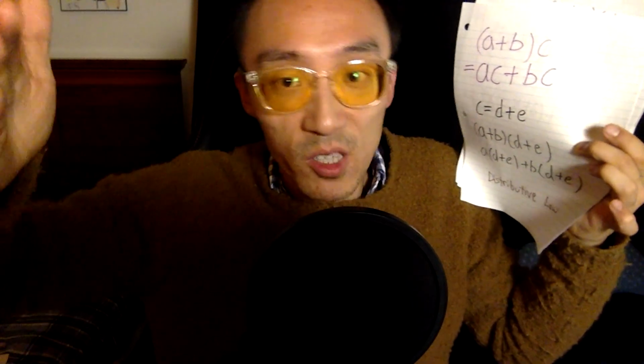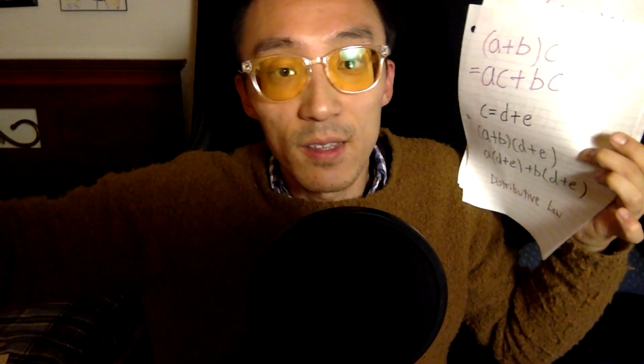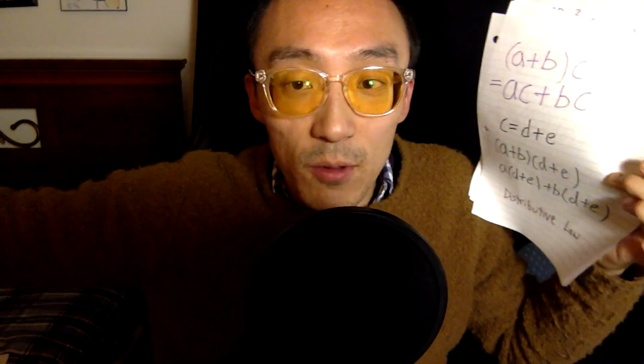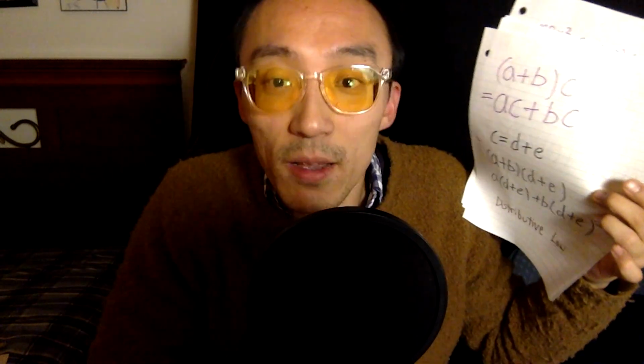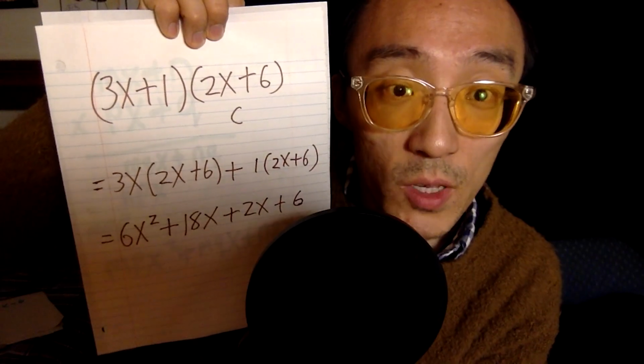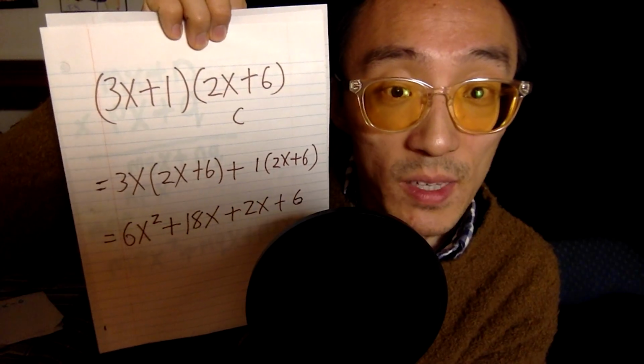Do you guys remember FOIL? X plus something, or 2x plus something, or whatever x plus something times whatever x plus something, right? That's how you get a quadratic polynomial. So now let's apply this and let's FOIL. Let's multiply one of these: 3x plus 1 times 2x plus 6.